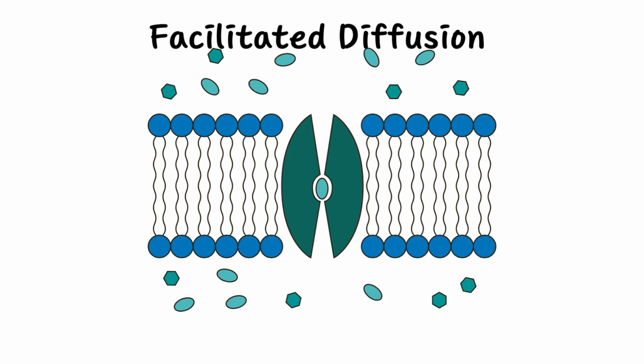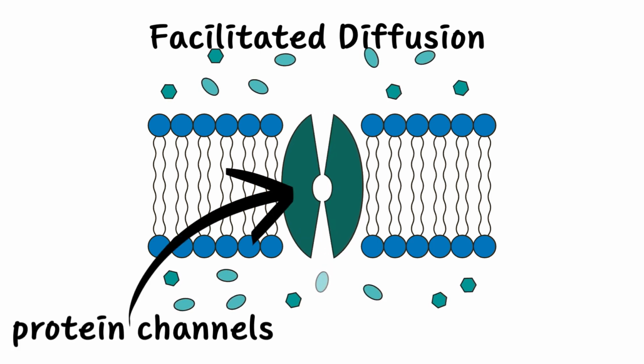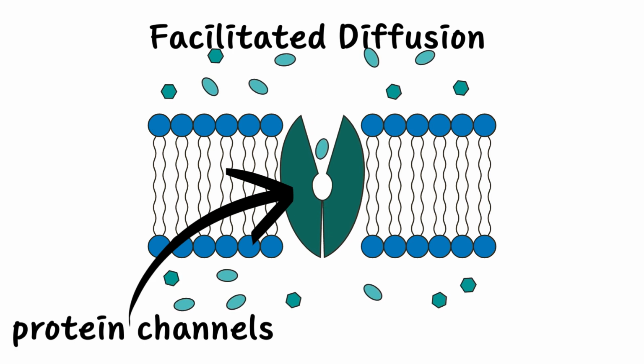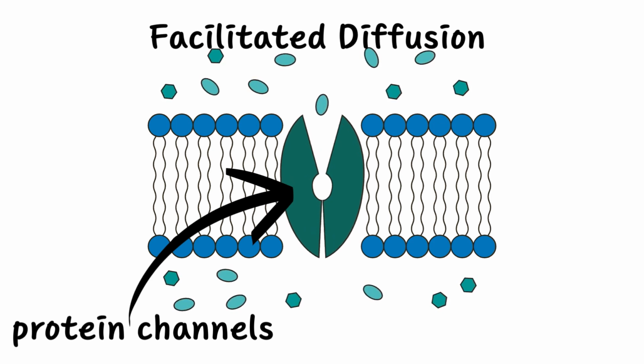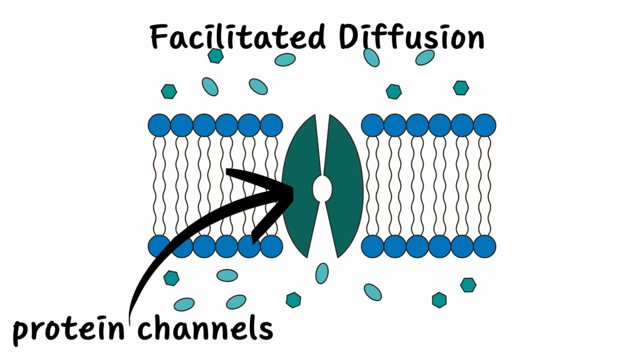In facilitated diffusion, particles move through special protein channels in the membrane. This is still a form of passive transport because it doesn't require the use of energy. A good example of this is the passage of ions like sodium, potassium, and calcium through ion channels. So, to sum it all up, diffusion is the passive movement of particles from high to low concentration, and it is driven by random motion, and it's very much essential for life and everyday processes.